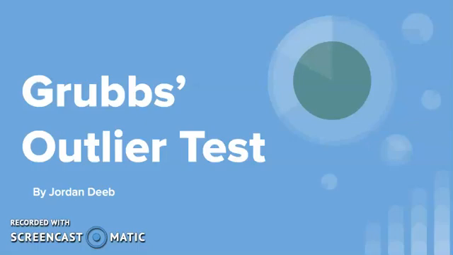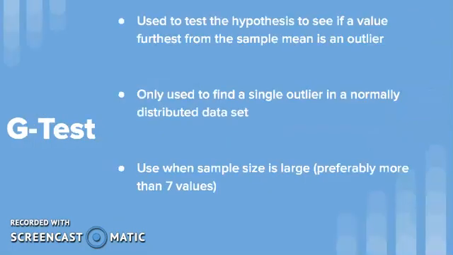Hello everyone, today I'm going to explain how to do a Grubbs outlier test, or a G-test. I use the Grubbs outlier test a lot in the scientific field when performing experiments and making a hypothesis. The test is used to find a single outlier in a normally distributed set that has a large sample size.